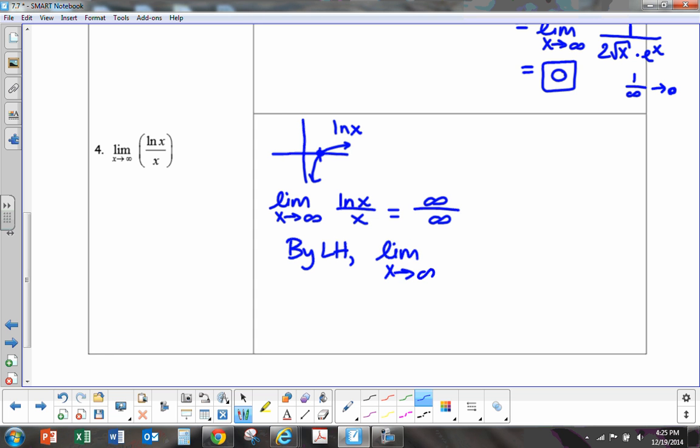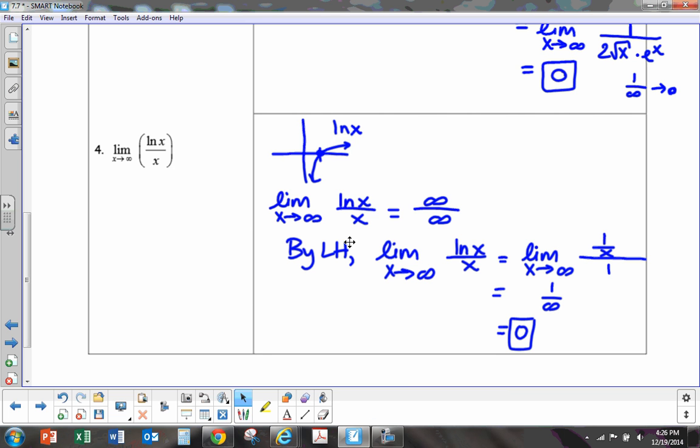The limit as x goes to infinity of natural log of x over x is equal to the limit as x goes to infinity of 1 over x, because I differentiate the top. Derivative of natural log of x is 1 over x. Over, and then I differentiate the bottom. Derivative of x is just 1. So this is now 1 over infinity, which is 0. And again, I only needed L'Hopital's rule one time. But before I started, I had to make sure that I had verified that it was infinity over infinity form or 0 over 0 form.